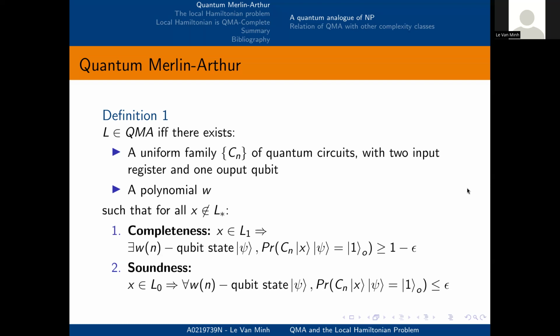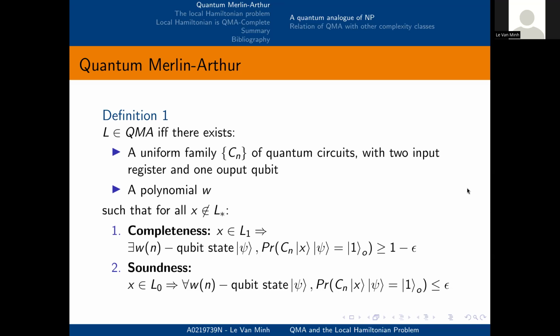And the soundness condition for L to be in QMA looks very much alike to the Merlin-Arthur in classical computing. If X belongs to L0, there is no polynomial-sized qubit state such that it will produce a high probability of acceptance. Whatever the witness state that the prover provides to the verifier, it will accept with a very low probability.